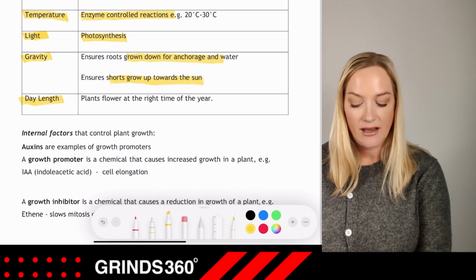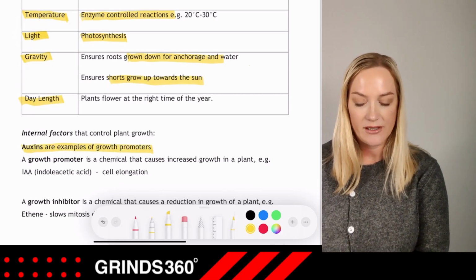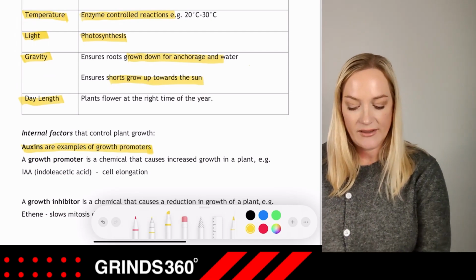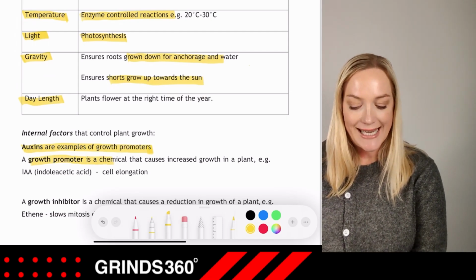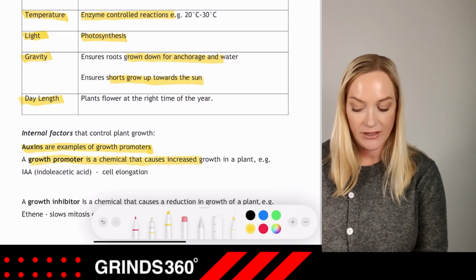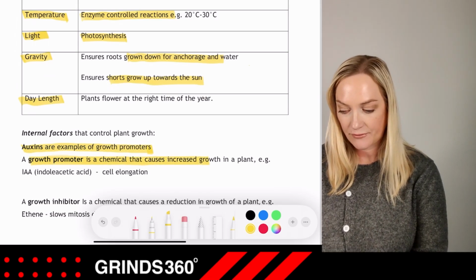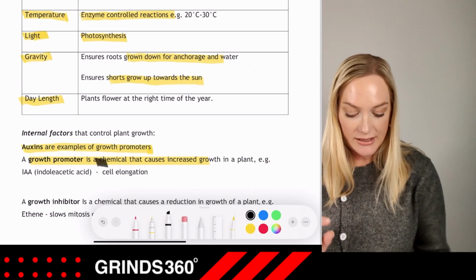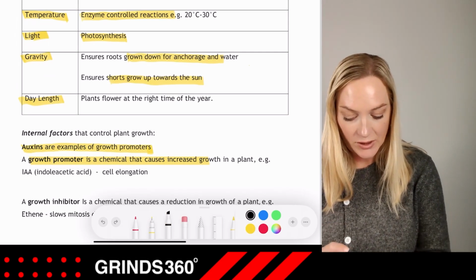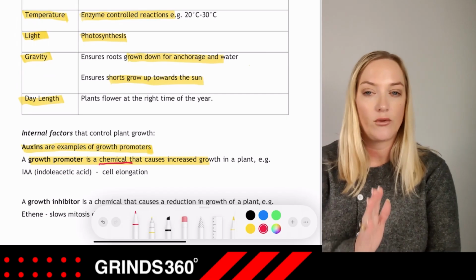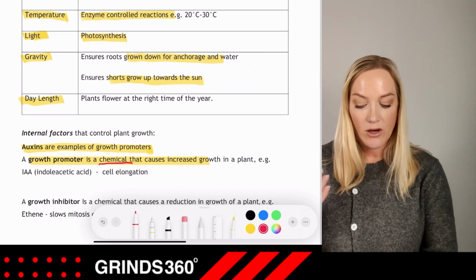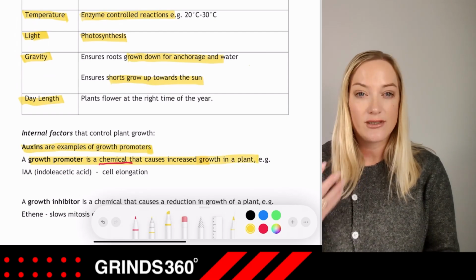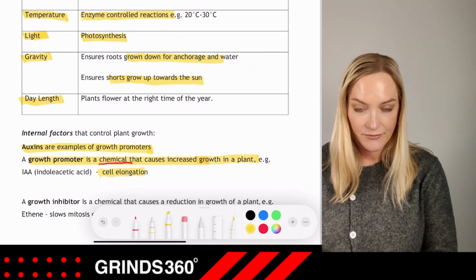So auxins are examples of growth promoters. Now this year, in 2024, they asked what a growth promoter was, and they want it here. It's a chemical that causes an increase in growth of the plant. No, it's a growth regulator. We'll come back to that now. What's important is you must include the word chemical, okay? If we don't have the word chemical, we're not going to get the mark. So a growth promoter is a chemical that causes increased growth in a plant. So it's causing cell elongation.